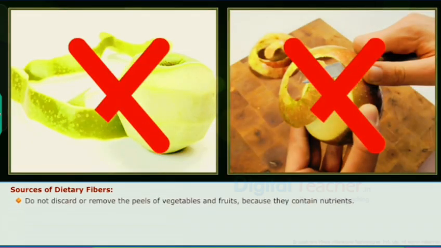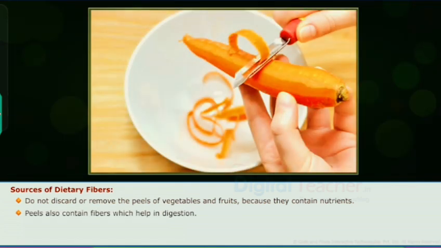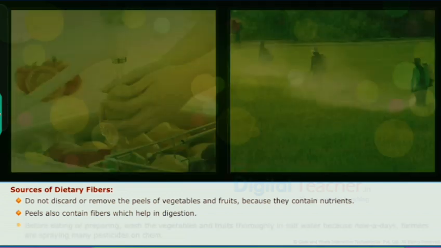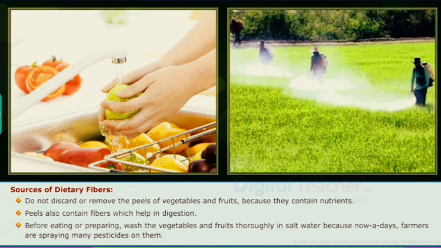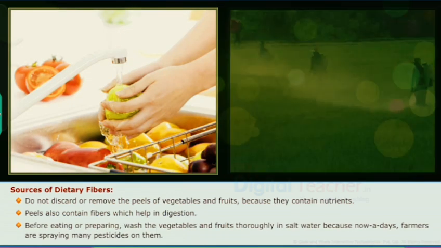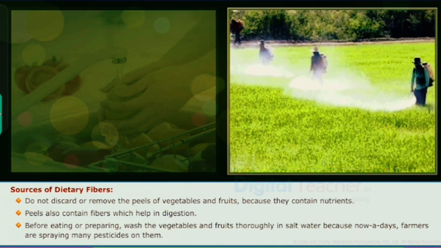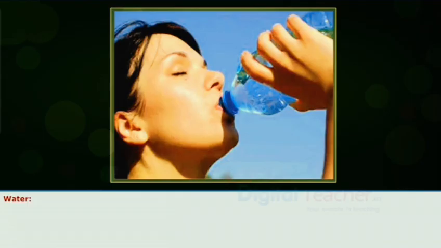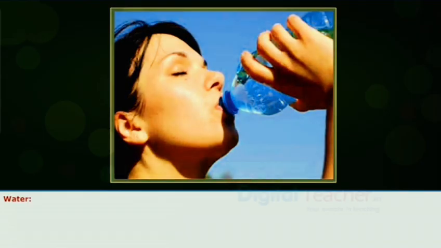Do not discard or remove the peels of vegetables and fruits because they contain nutrients. Peels also contain fibers which help in digestion. Before eating or preparing, wash the vegetables and fruits thoroughly in salt water because nowadays farmers are spraying many pesticides on them. Now, let us learn about the necessity of water.